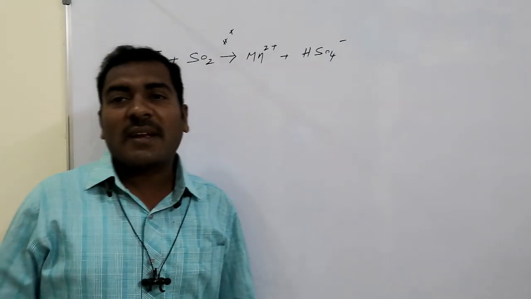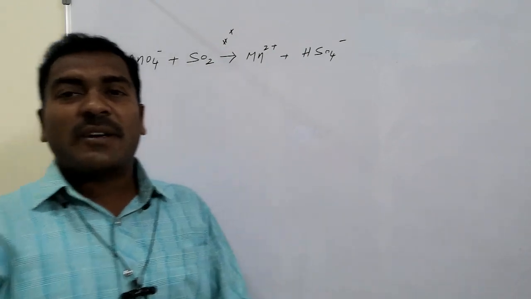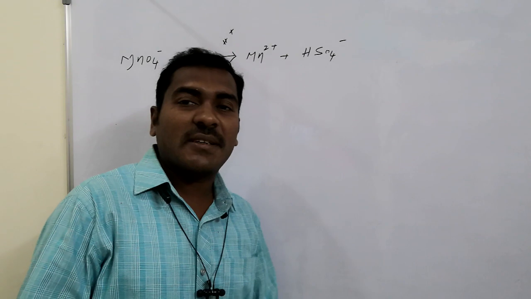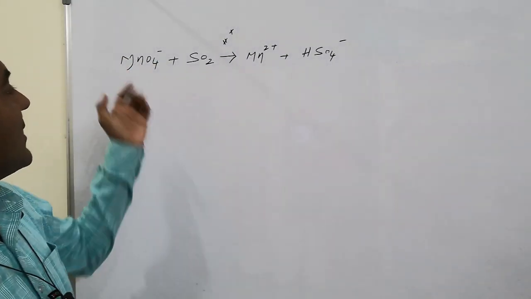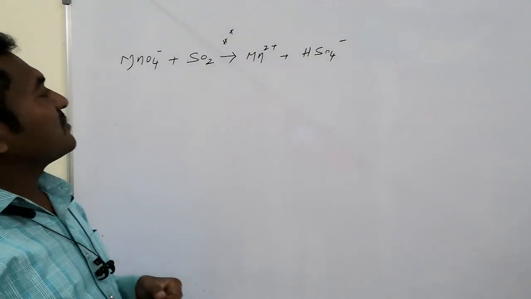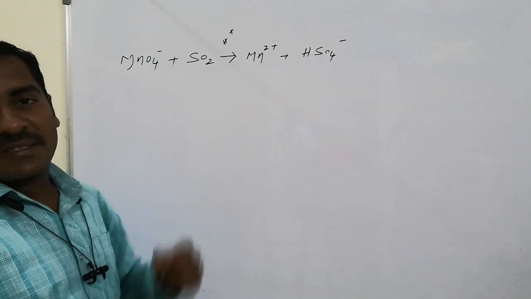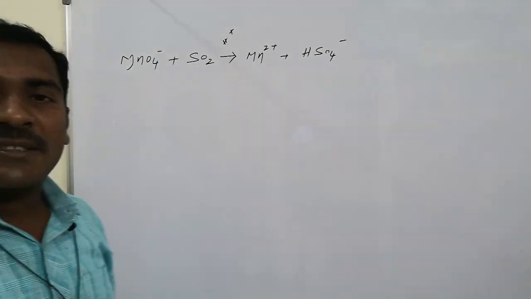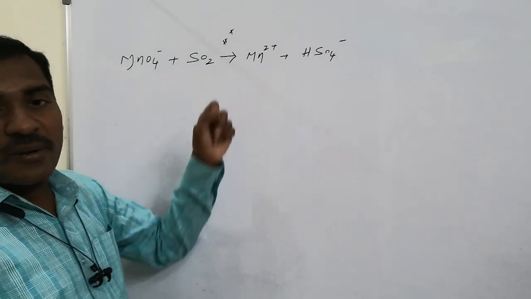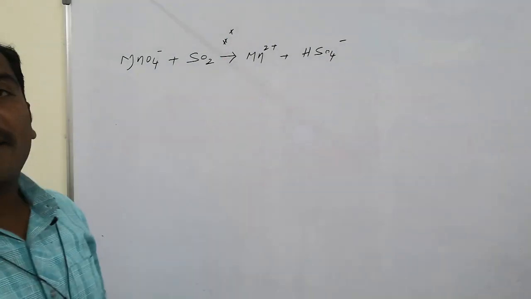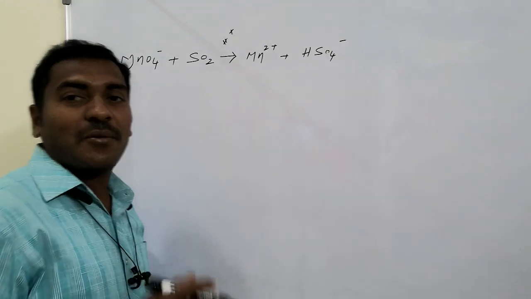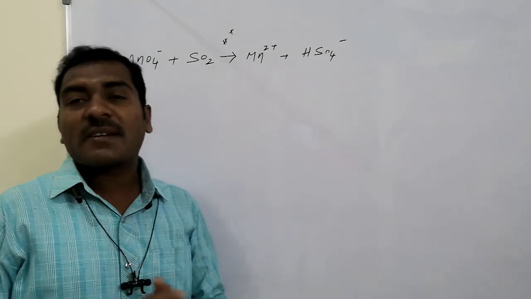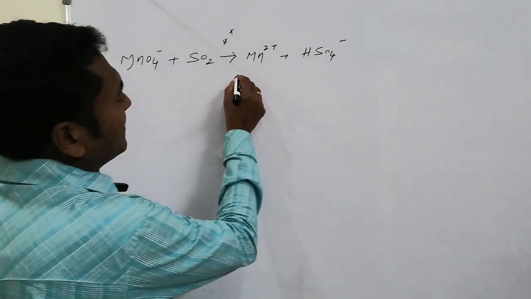Let us go for the balancing of the equation in acidic medium. The reaction conditions and the skeletal form of the equation are provided: MnO4 minus plus SO2 in presence of acidic medium is converted to Mn2 plus compound followed by HSO4 minus. This reaction is occurring in acidic medium, and we are going to balance this equation by the ion electron method.